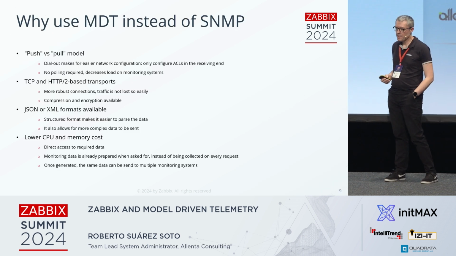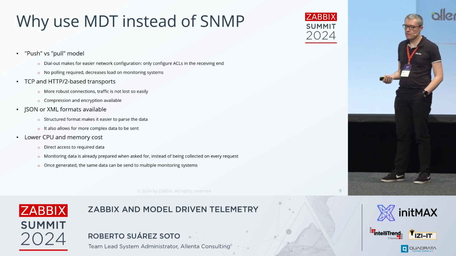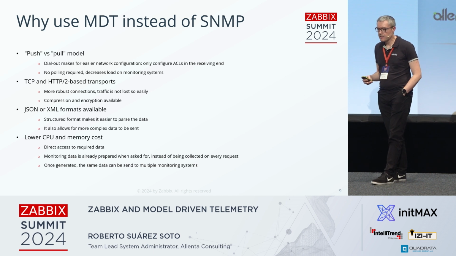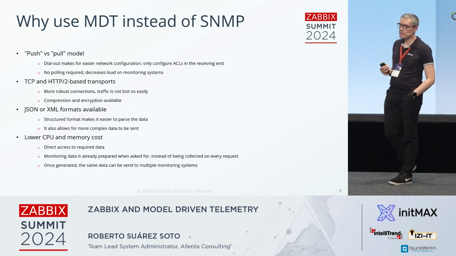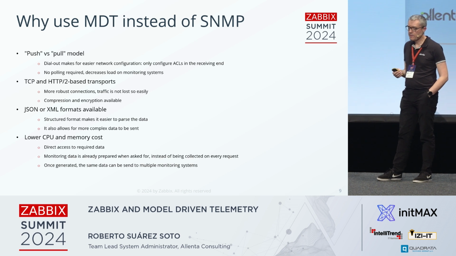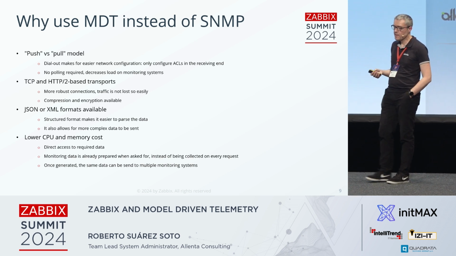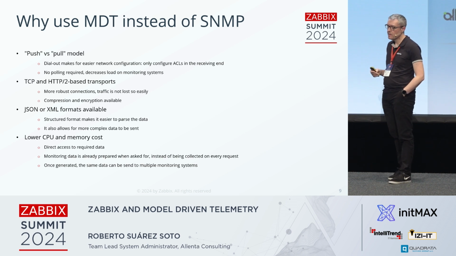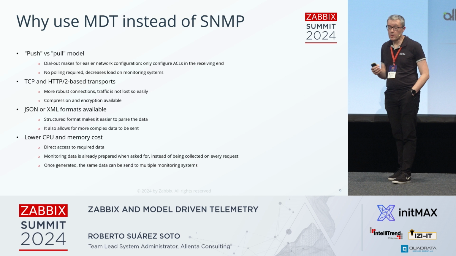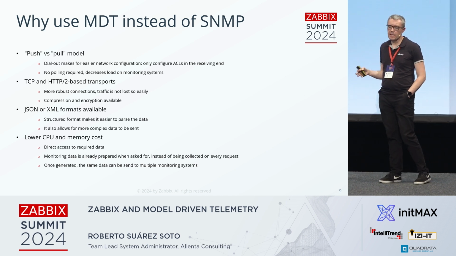First, it encourages the use of a push model instead of a pull model. This is architecturally easier when you have to design the network policies. If you wanted to use a pull model and you have, let's say, 90 or 100 devices, you have to go to each of them and define a policy, an ACL, to allow the monitoring system to connect and get the data.